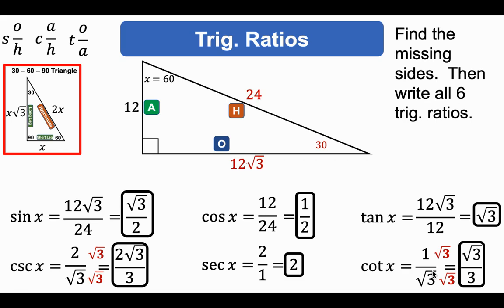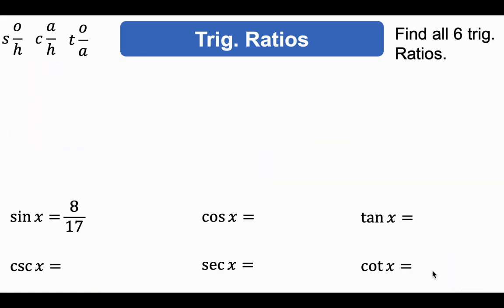So I gave you one trig ratio where you had to use the Pythagorean theorem to find those 3 sides. One with the 45, 45, 90, and this is 30, 60, 90. One more type of problem. What if that's all I gave you? So all I told you was, hey, find all 6 trig ratios, and I'm only giving you one of the trig ratios.